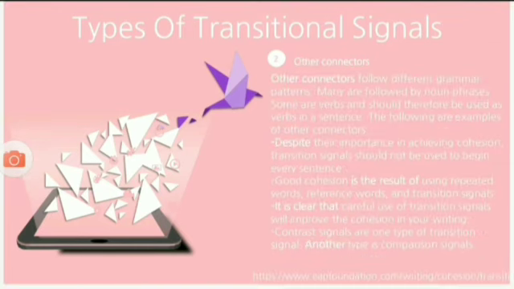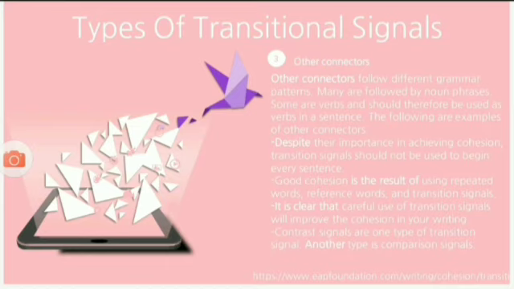Other connectors follow different grammar patterns. Many are followed by noun phrases. Some are verbs and should therefore be used as verbs in a sentence. The following are examples of other connectors. Despite their importance in achieving cohesion, transition signals should not be used to begin every sentence.